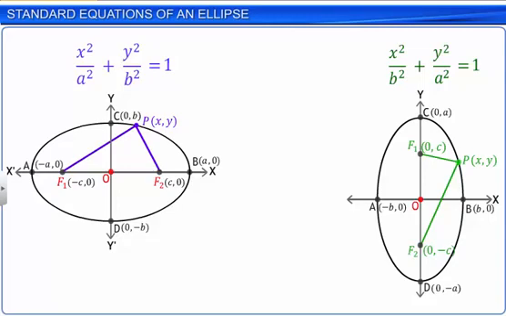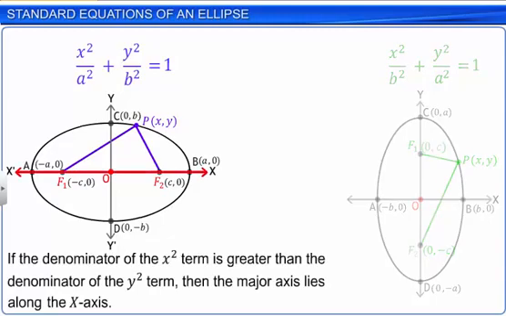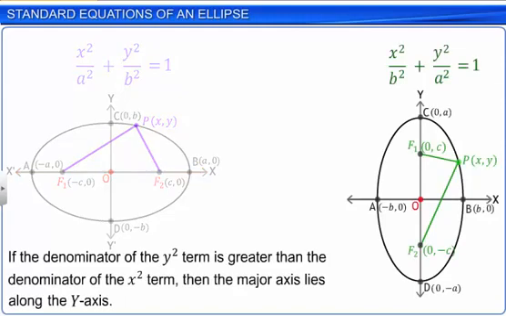Here, we can make some interesting observations. In an ellipse, the length of the major axis is always greater than the length of the minor axis. Thus we can say that if the denominator of the x squared term is greater than the denominator of the y squared term, then the major axis of the ellipse lies along the x-axis. Similarly, if the denominator of the y squared term is greater than the denominator of the x squared term, then the major axis of the ellipse lies along the y-axis.